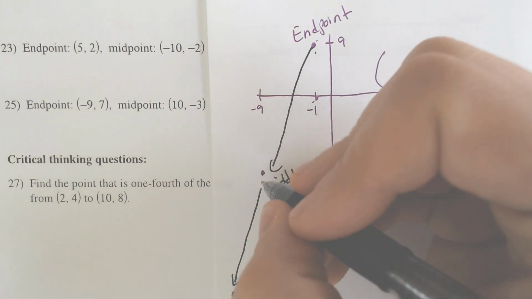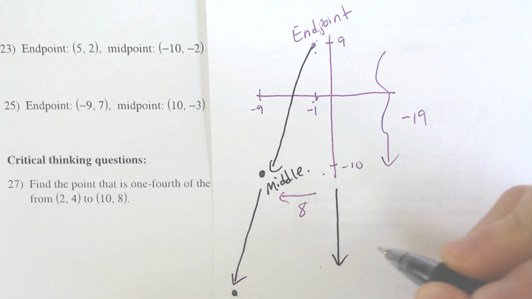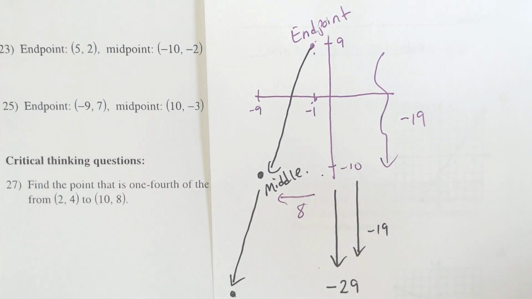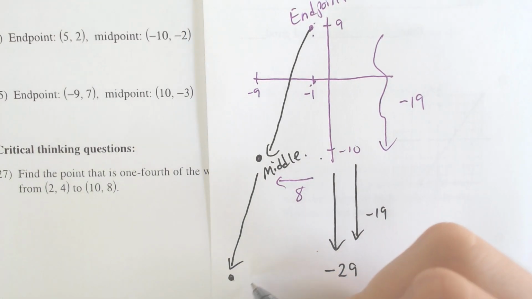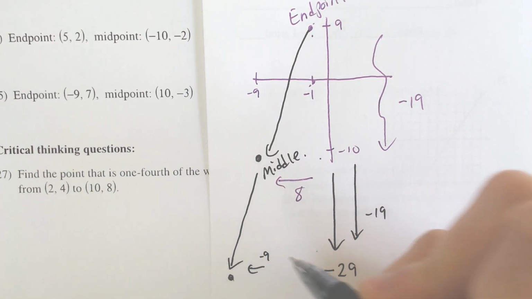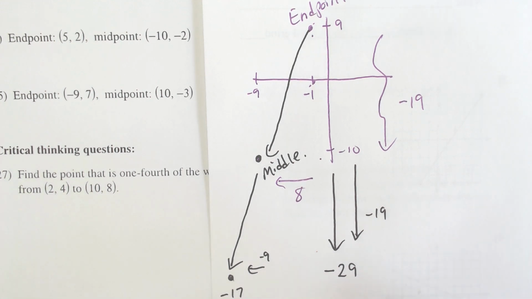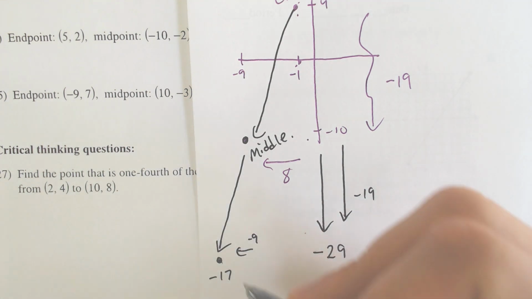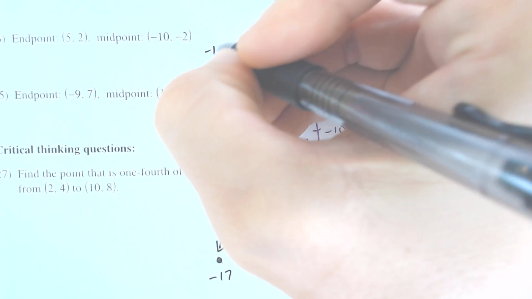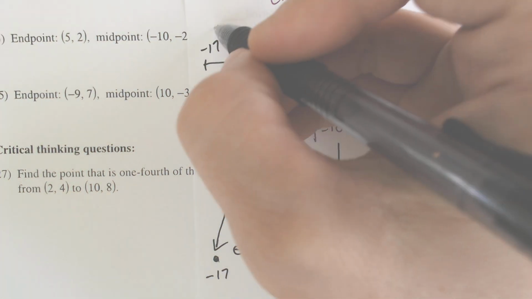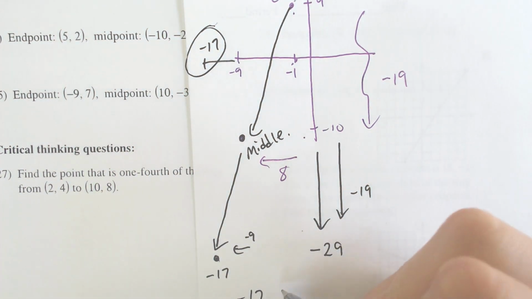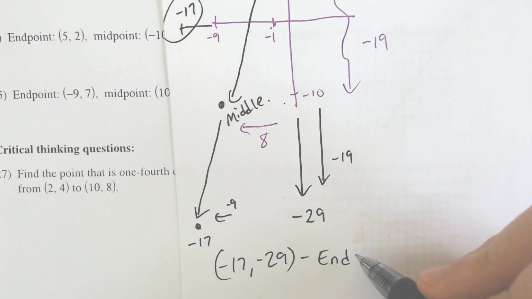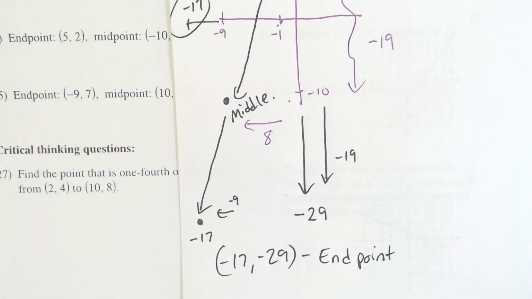Well, right now, I'm at -10. If I go down by 19 from there, I'm going to be at -29. That's really far down. And if I go over by 8 again from -9, I'd be at -17. I would just go to the left by 8 more. And when we get these two coordinates, which looks sloppy because I almost ran out of room, we have the x value at -17 and the y value at -29, and that would be the other endpoint.